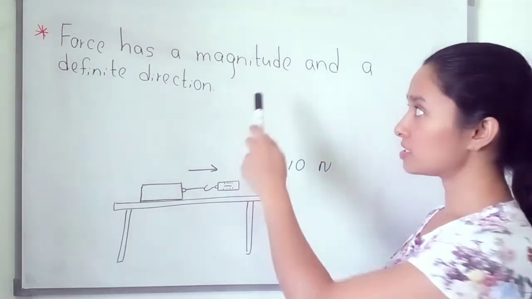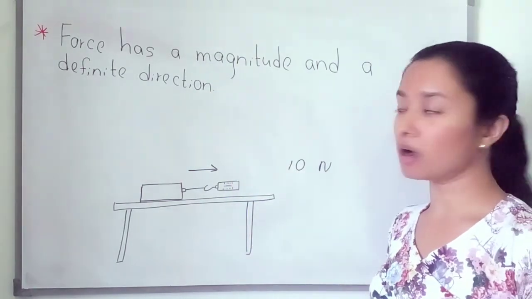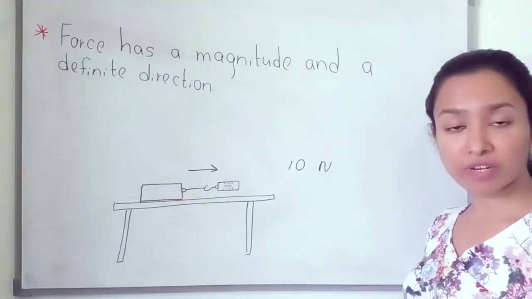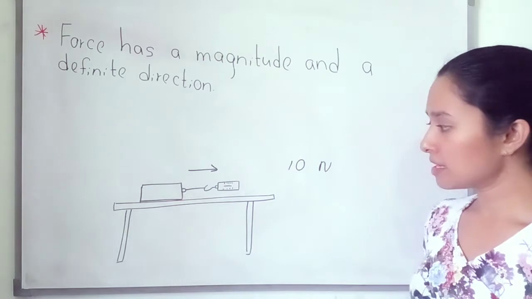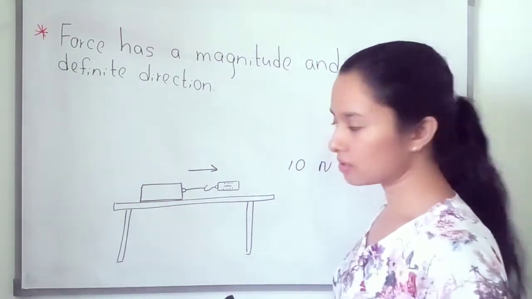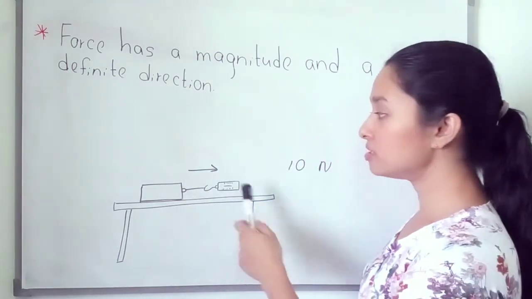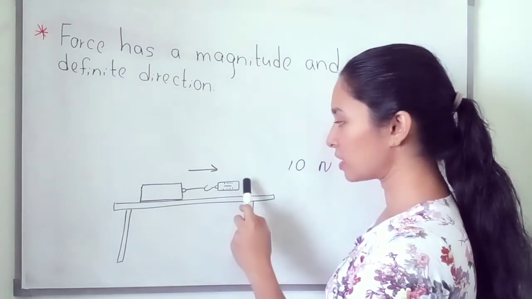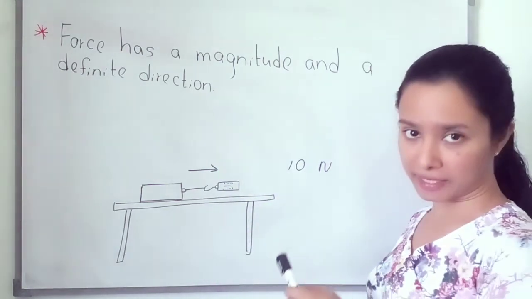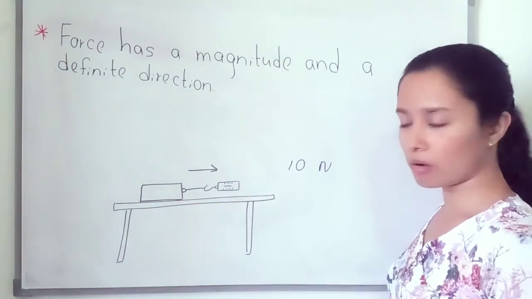That means force has a magnitude, that means amount. Force has an amount and a definite direction. So think about this. This is a table and this is a wooden block. We pull this wooden block using, what is this one? A Newton spring balance. Using a Newton spring balance, we have to pull this wooden block.